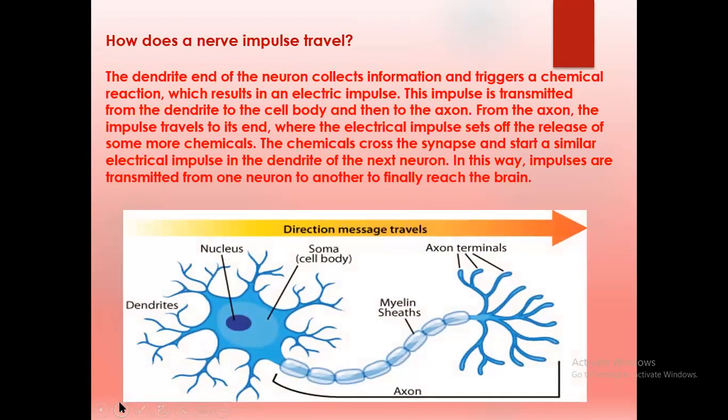How does nerve impulse travel? The dendrite end of the neuron collects information and triggers a chemical reaction, which results in electric impulses. These impulses are transmitted from the dendrite to the cell body, then to the axon. From the axon, the impulse travels to its end, where the electrical impulses set off the release of some more chemicals. These chemicals cross the synapse and start similar electrical impulses in the dendrite of the next neuron. In this way, impulses are transmitted from one neuron to another neuron to finally reach the brain.